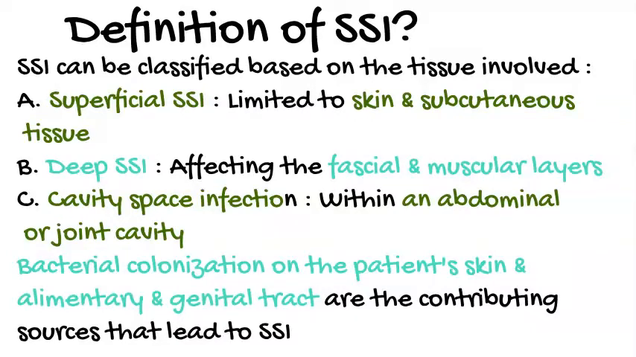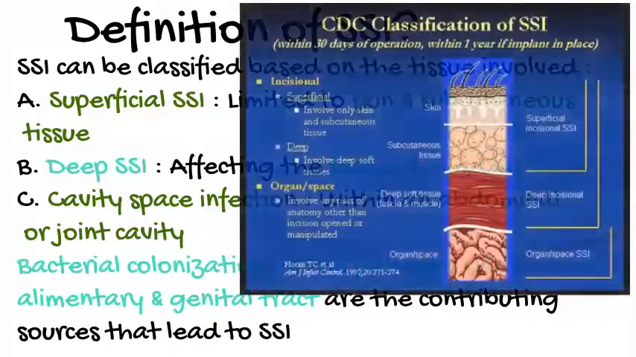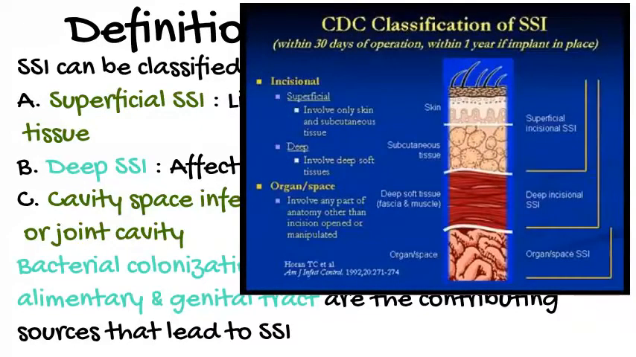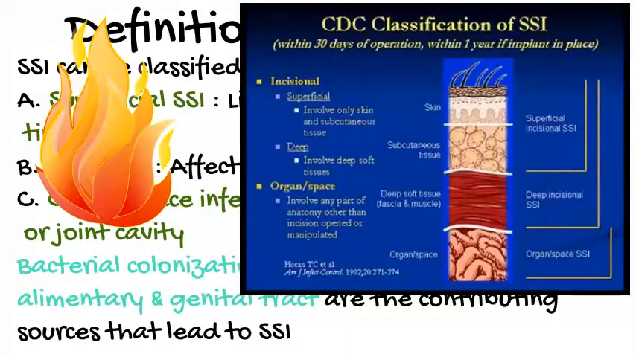Bacterial colonization on the patient's skin and alimentary and genital tract are the contributing sources that lead to surgical site infection. In the picture on the right-hand side, it depicts the classification of the wound. For superficial incisional wound, it only involves the skin and subcutaneous tissue. For deep incisional wound, it involves the deep soft tissue. For organ wound, it involves any part of the anatomy other than the incision opened or organ that is being manipulated.